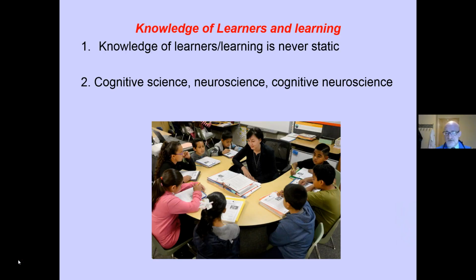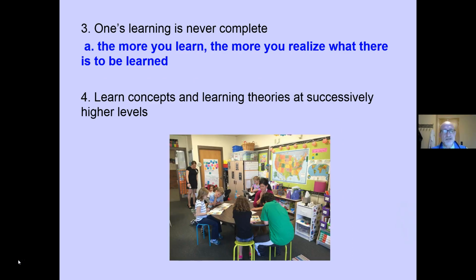It is never static. You think, oh, I learned that in ed psych, I don't need to learn those theories. Not so, because these theories are continuing to evolve as we learn more about the brain and human learning. Cognitive science, cognitive neuroscience, these things are all always evolving and changing. They have not written the final book on the subject. One's learning is never complete. The more you learn, the more you realize what there is to be learned.